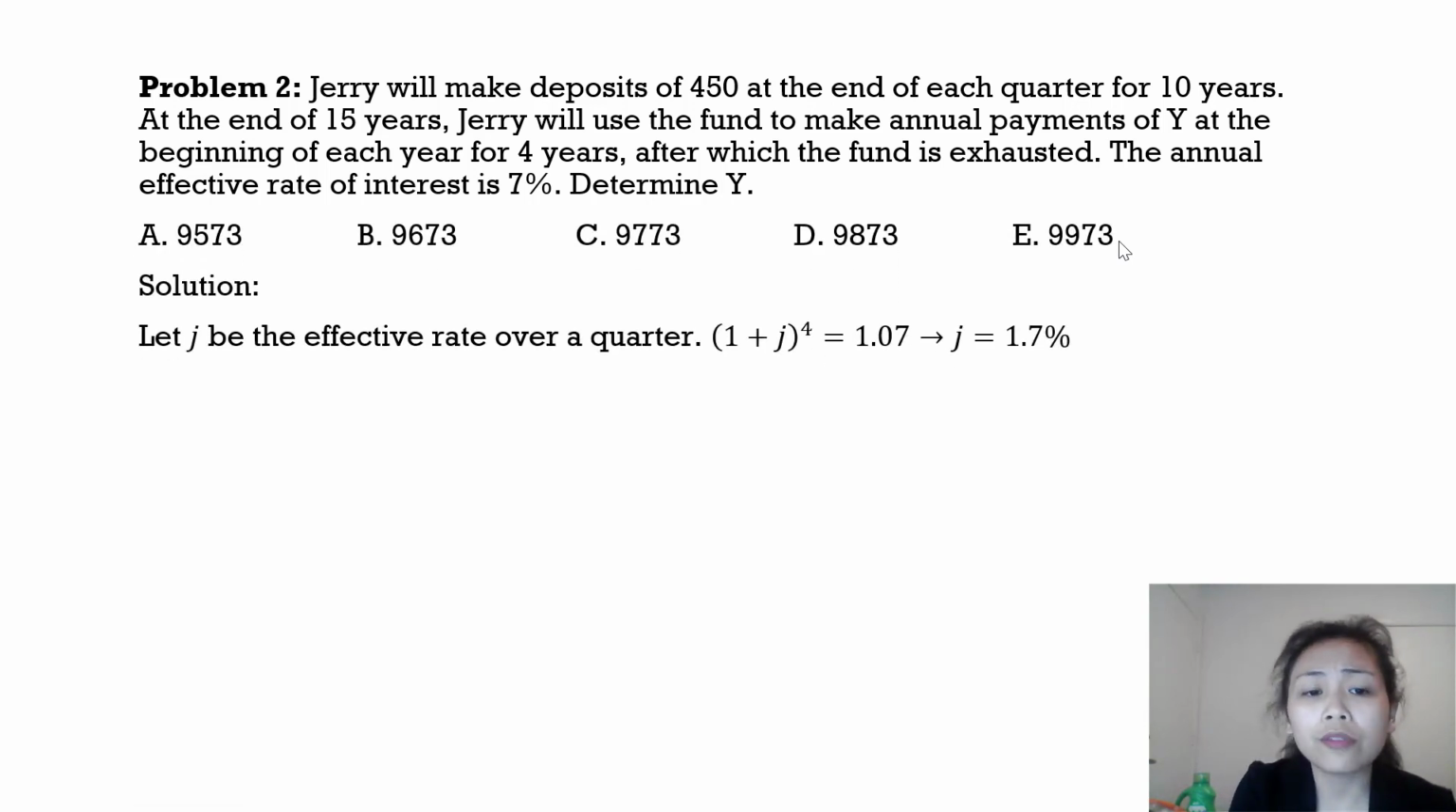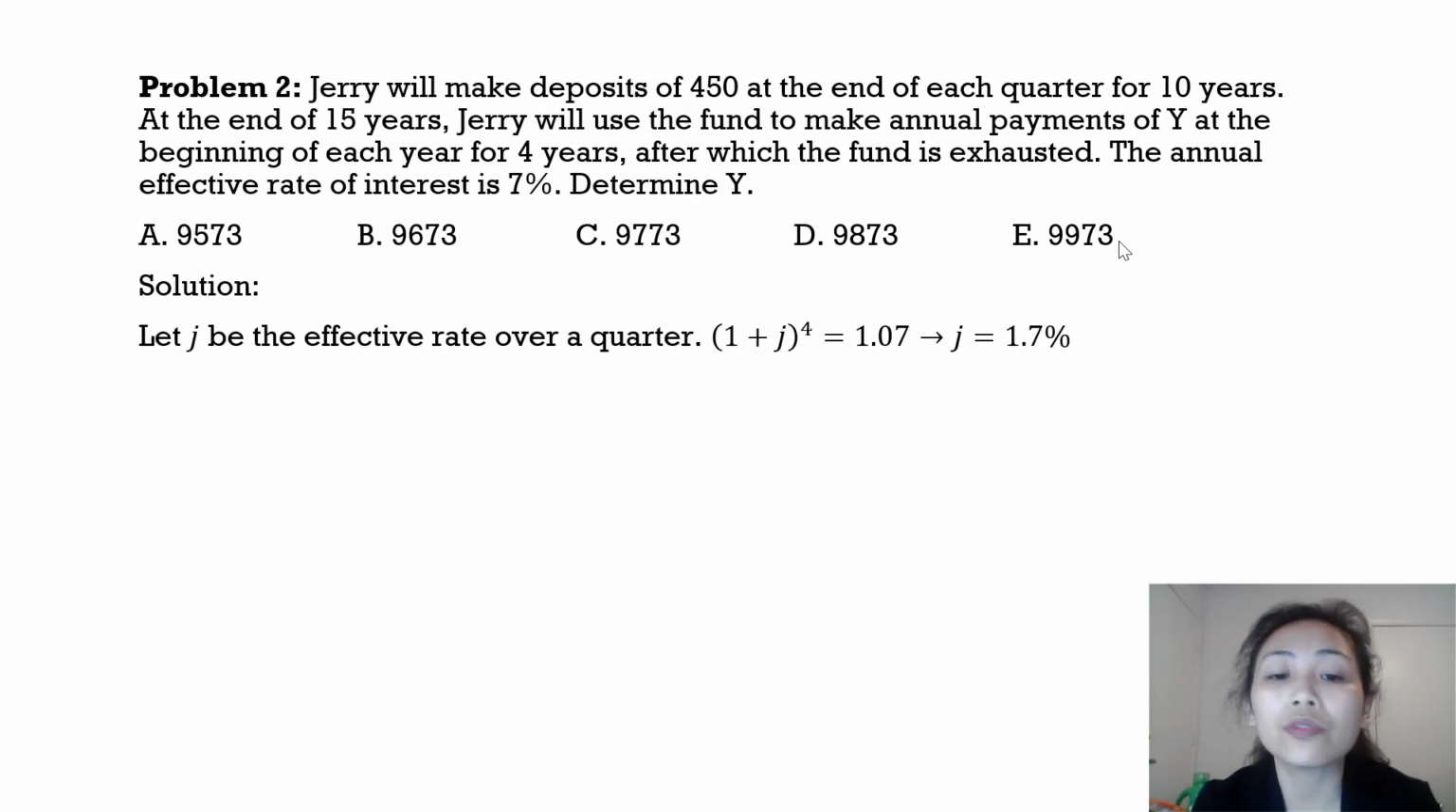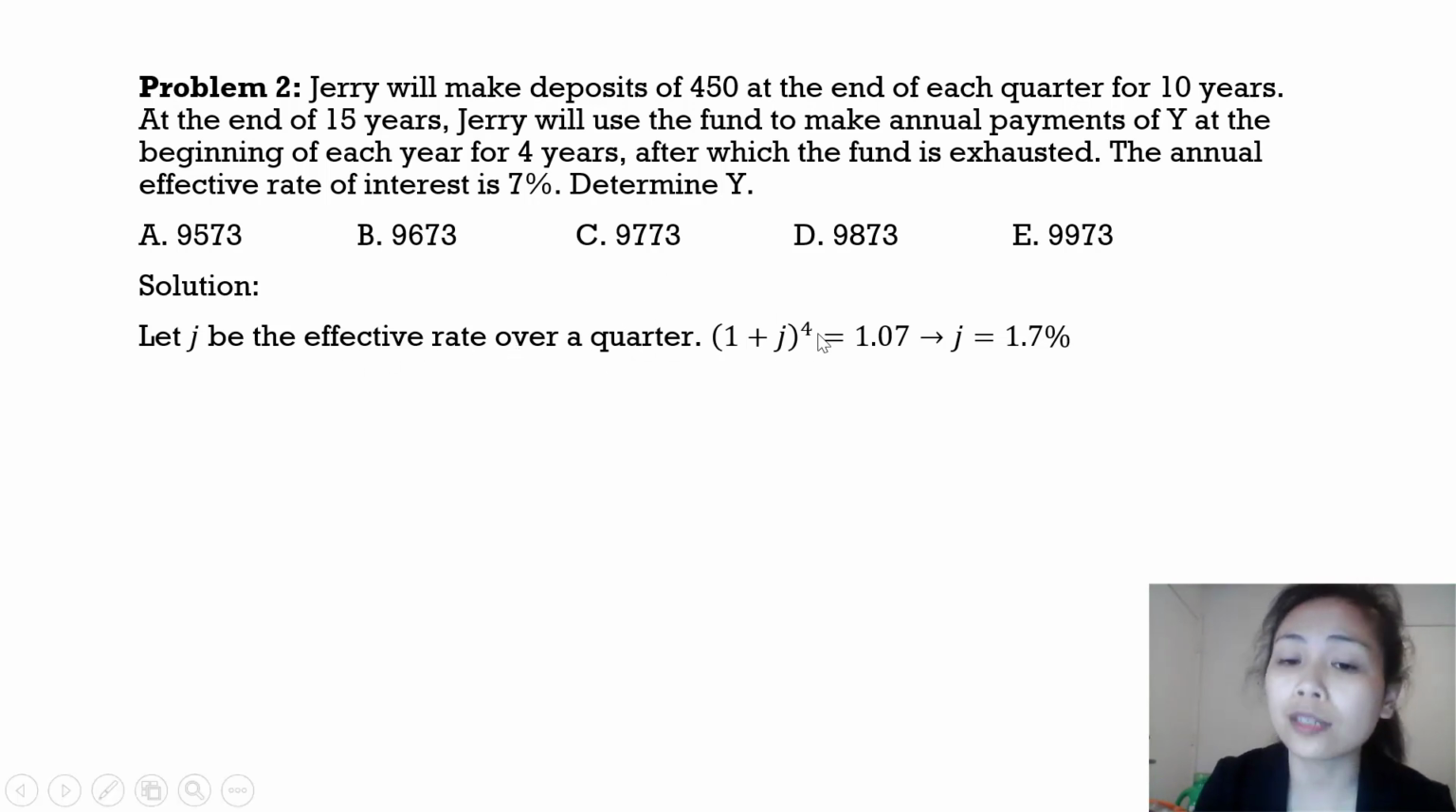So let J be the effective rate over a quarter, because in this question the effective rate of interest is 7%, but the payment is made quarterly. So we are going to use the first approach. That means we are going to calculate the effective rate over a period of payments. So let J be the effective rate over a quarter. We have (1 + J)^4, because a year we have 4 quarters. This is equal to 1 plus 0.07. So J here is 1.7%.